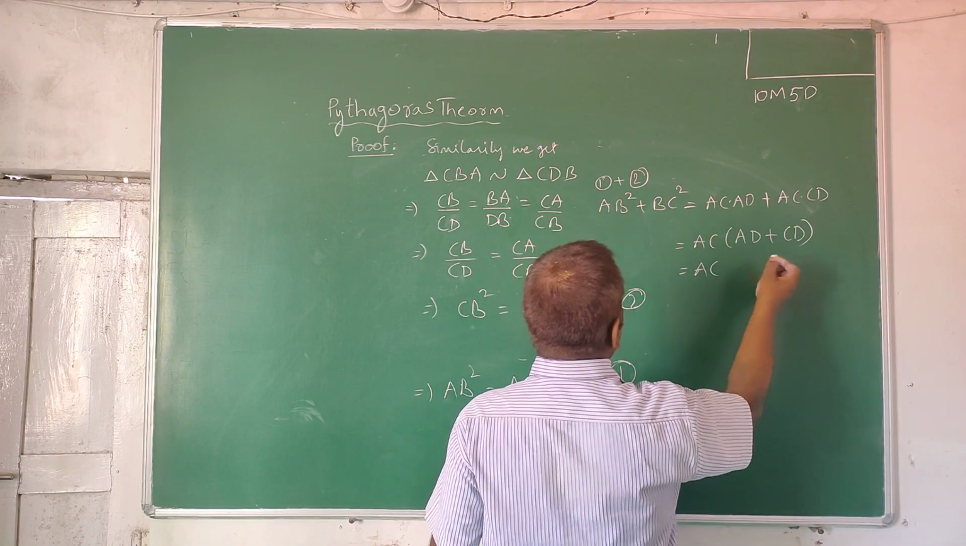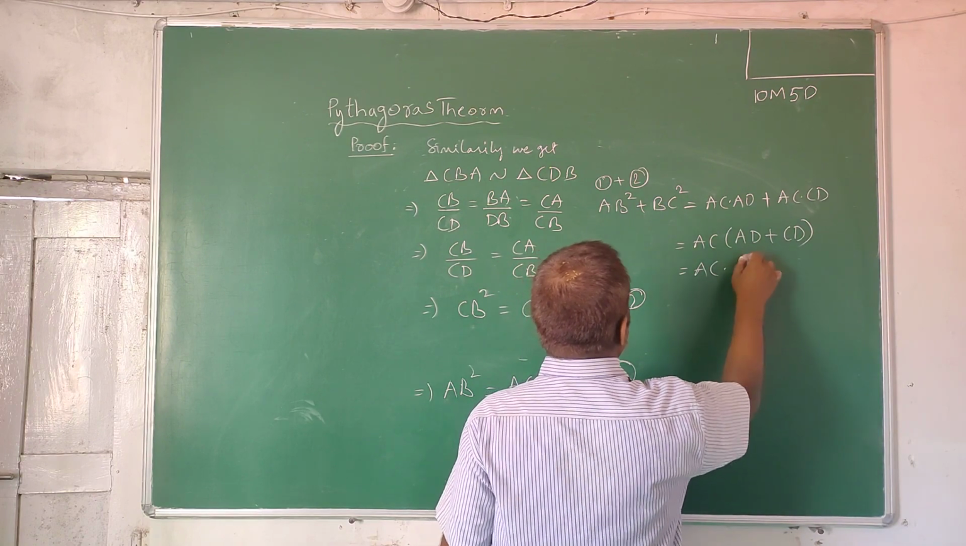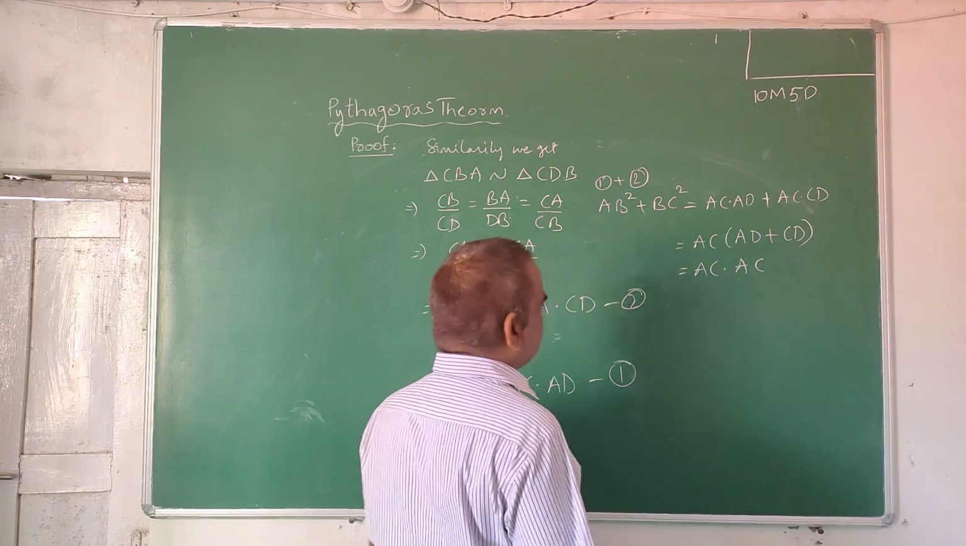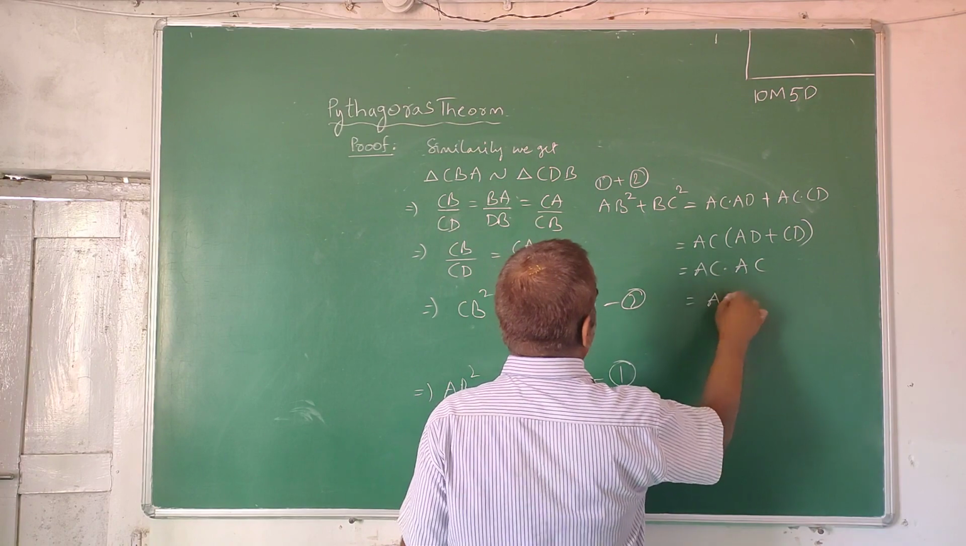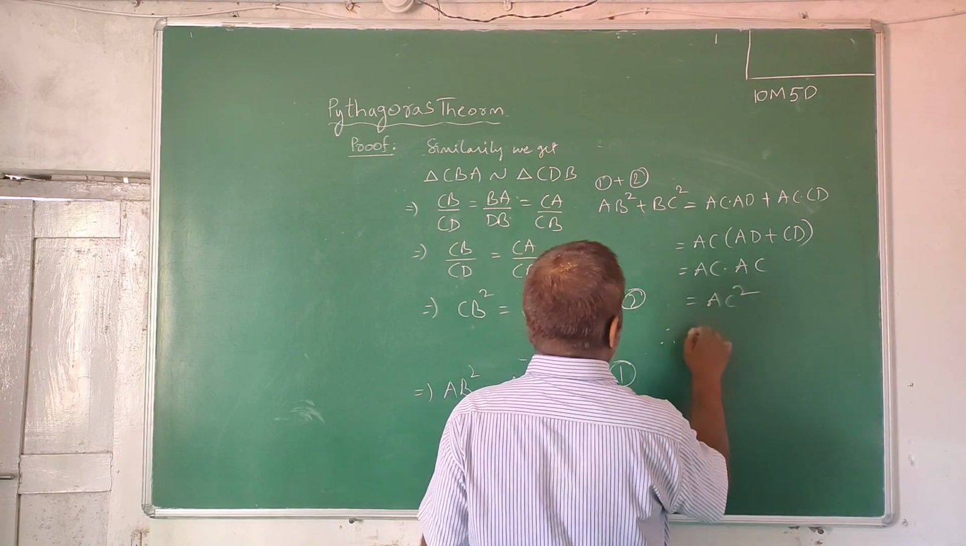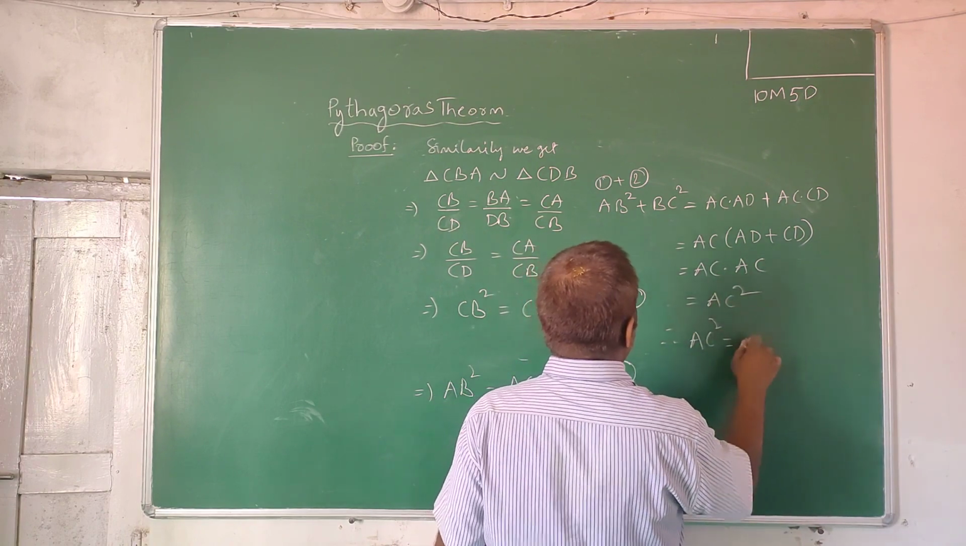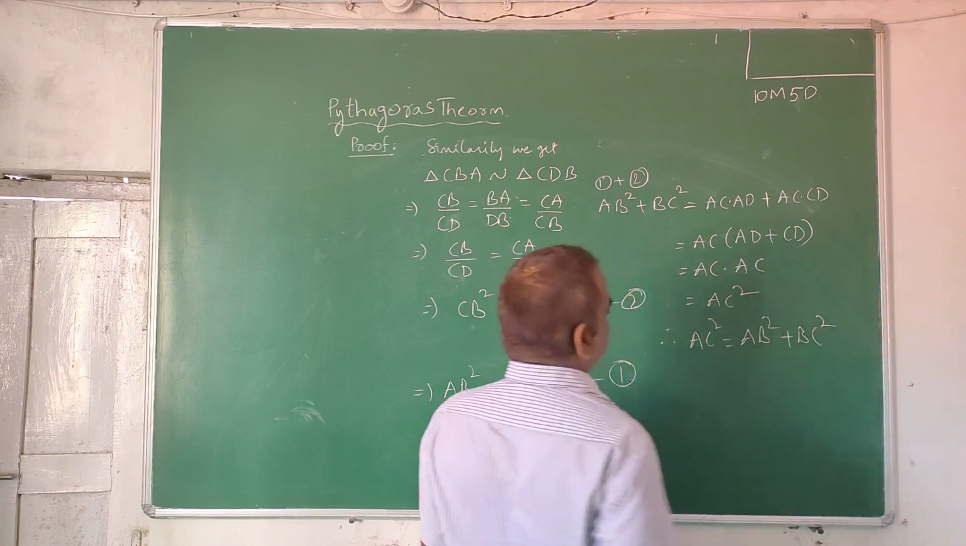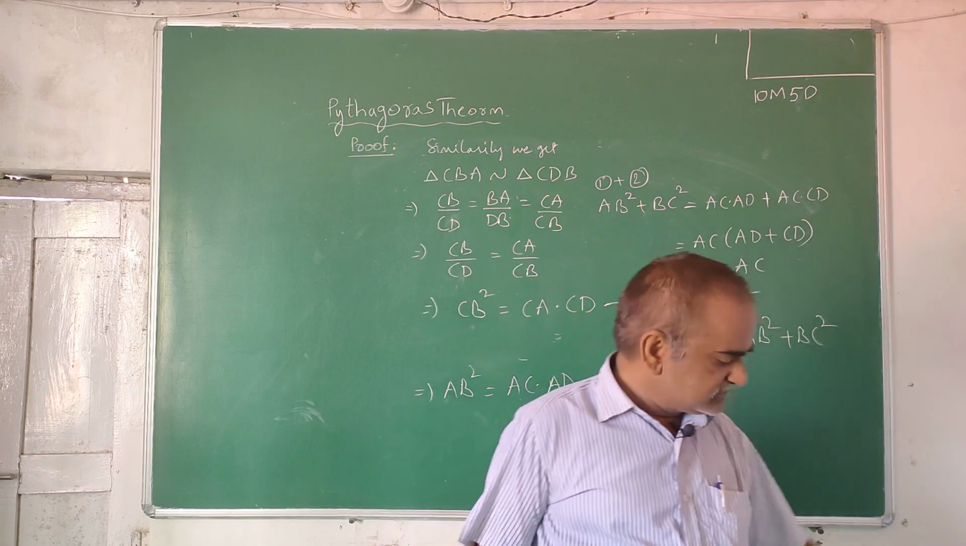So AD plus DC is what? AC. So AC into AC. From the diagram, you see that AD plus DC is AC. AC into AC is equal to AC square. Therefore, we have proved that AC square is equal to AB square plus BC square. Hence, Pythagoras theorem is proved.